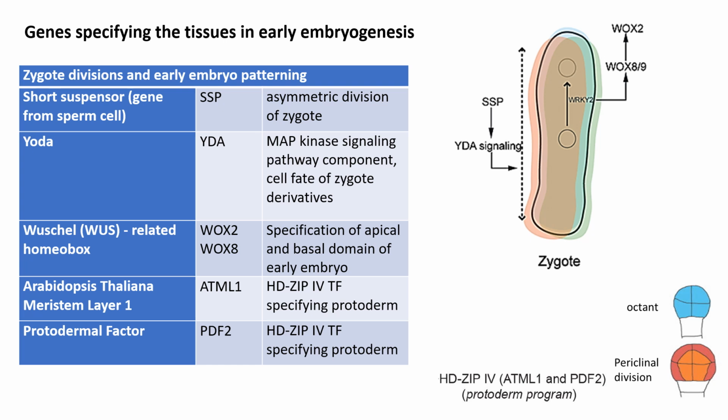The pollen-specific Short Suspensor protein is responsible for activating the YODA signaling pathway. The YODA signaling pathway leads to elongation of the zygote. Subsequently, the Wuschel-related signaling pathway operates, and this pathway then specifies the apical and basal domain of the early embryo. Then, when the globular embryo forms by cell divisions, the two genes ATML1 and PDF2 are responsible for differentiation of the protoderm in the globular embryo.